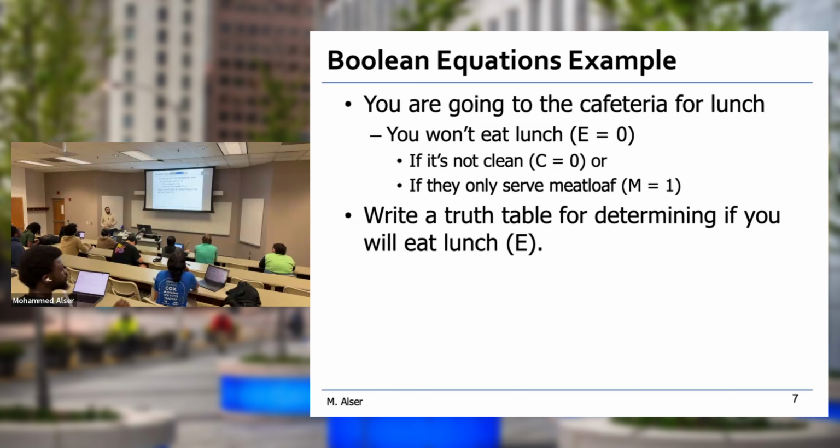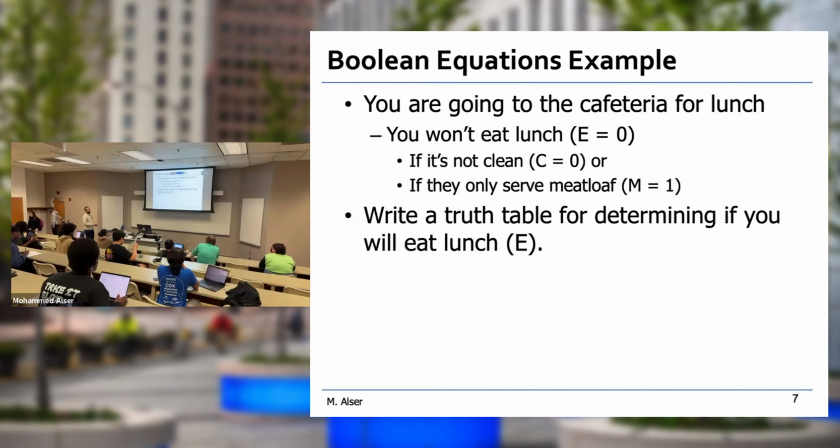I have a question for you. You are going to the cafeteria for lunch. You won't eat lunch if any of those 2 conditions are met. If it is not clean, that's one. Or, and this is extremely important, if they only serve meatloaf. Now, we have 2 conditions, and if any of them is met, meaning that any of them is satisfied, then we are not going to have lunch. Okay? Now, write the truth table for determining if you will eat lunch.